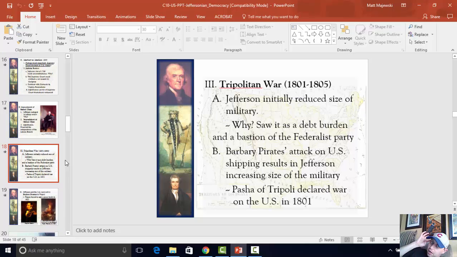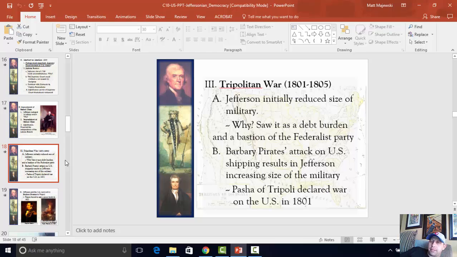Now, other issues. Well, remember, Jefferson had reduced the size of the military. Why? Because he saw it as a burden, a debt burden. Remember, Jeffersonians believed debt was a bad thing, that future generations were going to have to pay off. And also remember, he thought the military, especially the Army, were bastions, were strongholds of the Federalist Party that he wanted to reduce in size and importance.